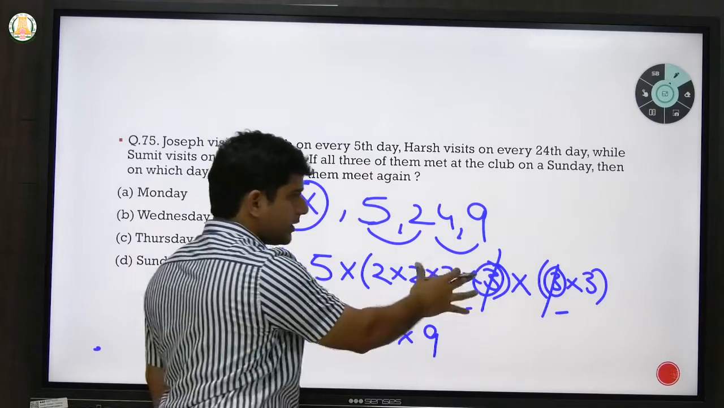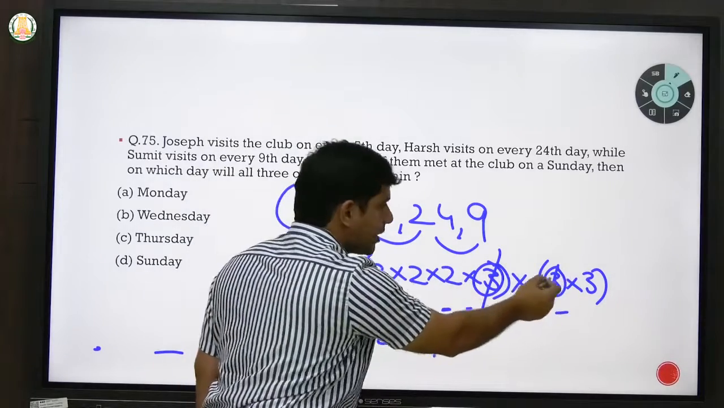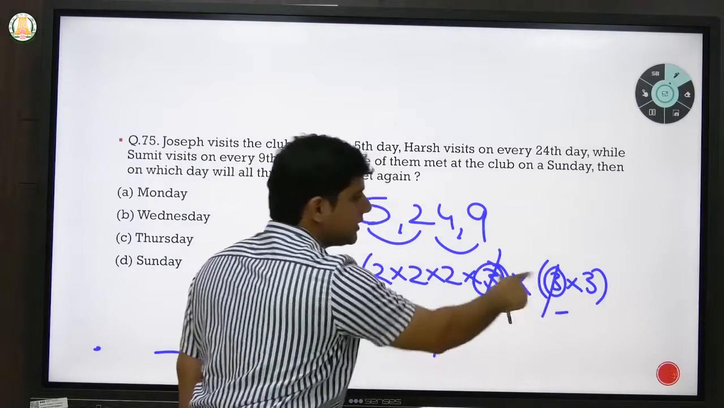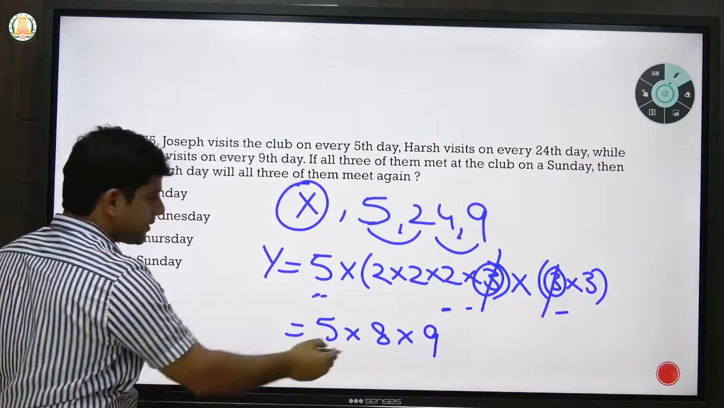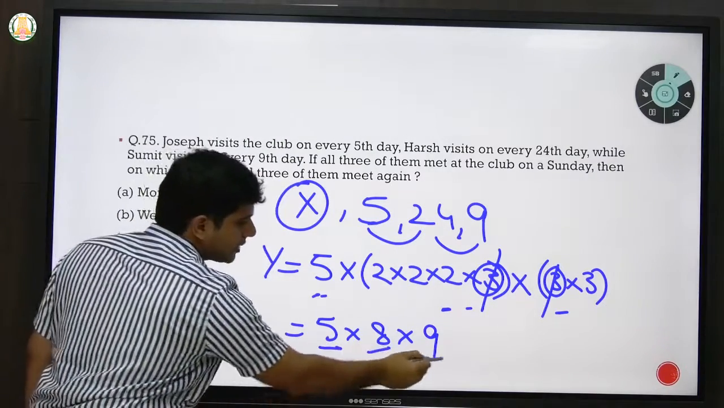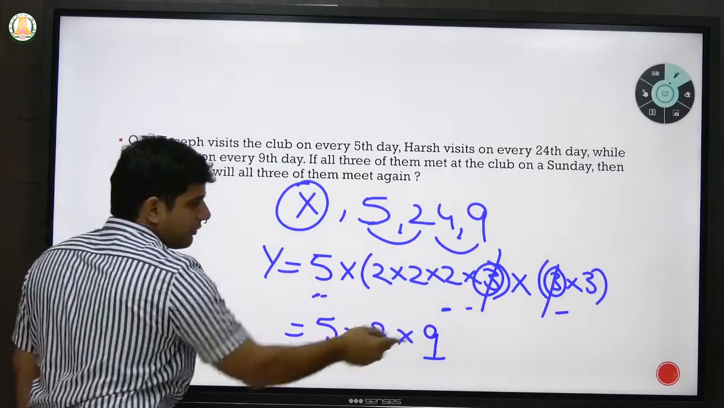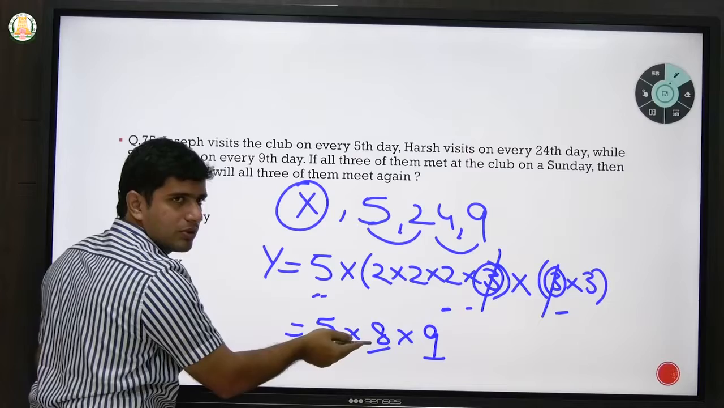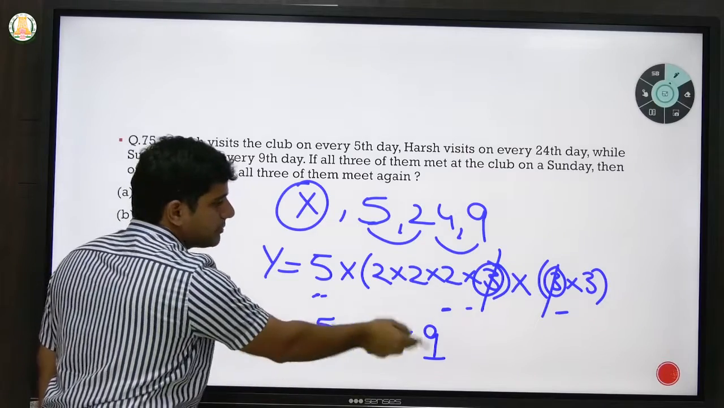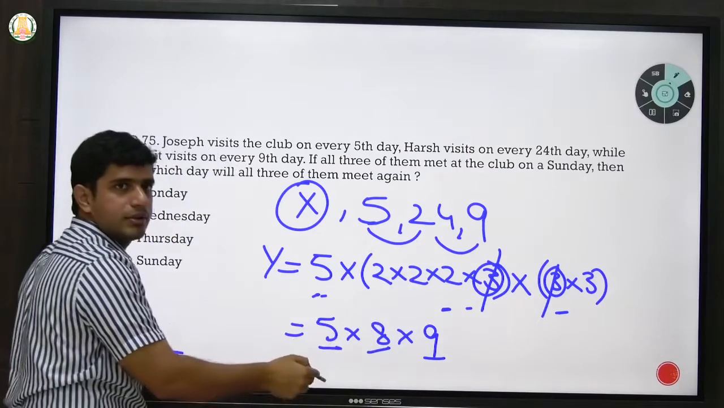No, 2 into 2 is here, but there is no 2 here. Whatever is common to both of them, only 3 is common. Now if you see, there is no common factor between any of them. There is no 5 here. Here it is made of all 2's only. There is no 2 here. Here it is made of all 3's only, but there is no 3.